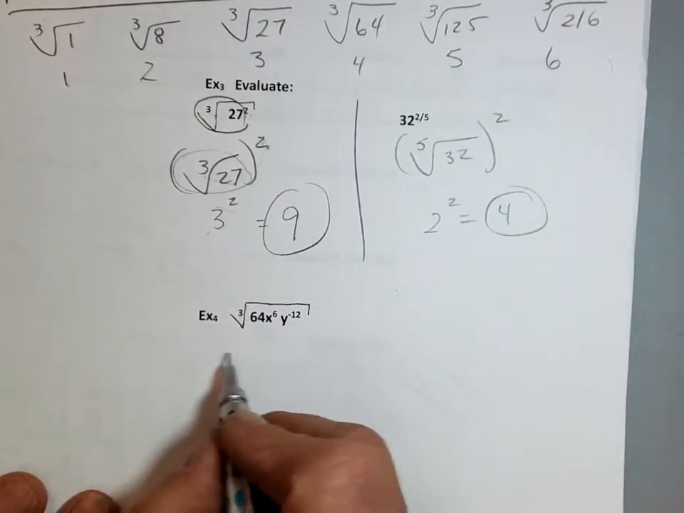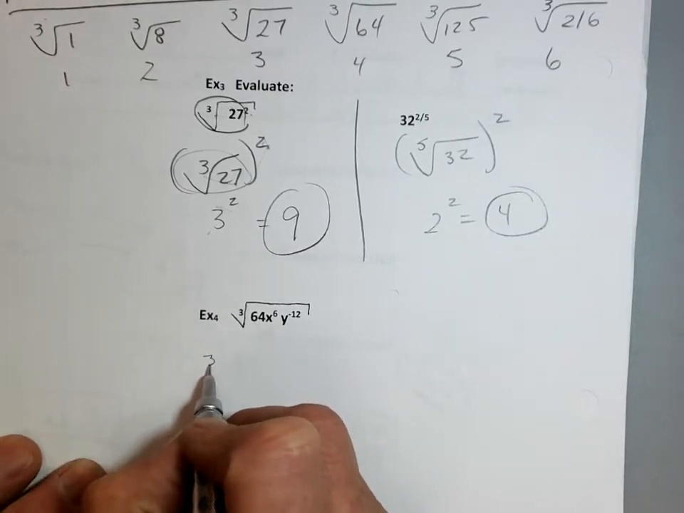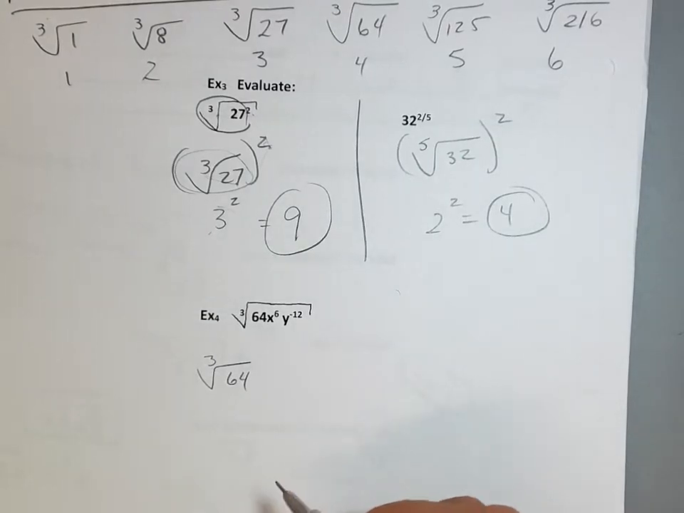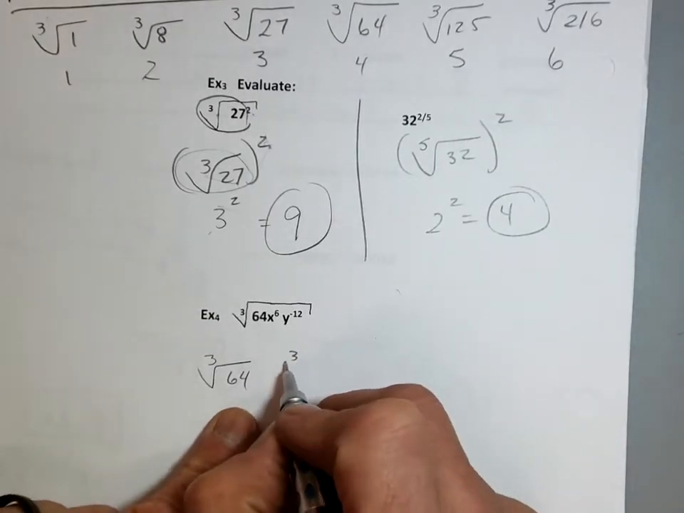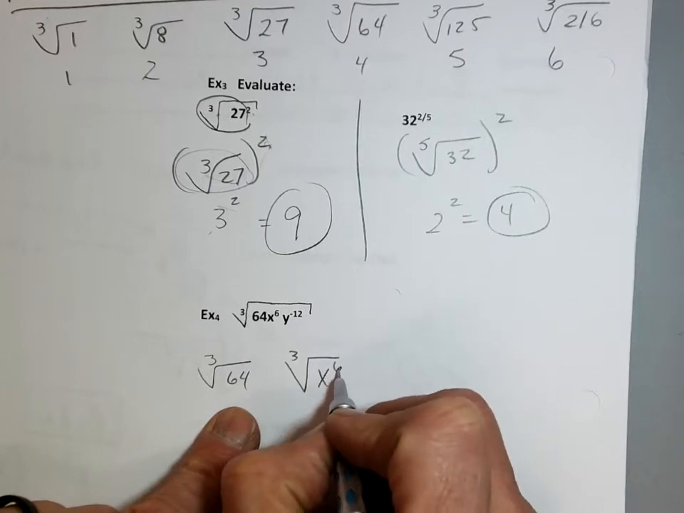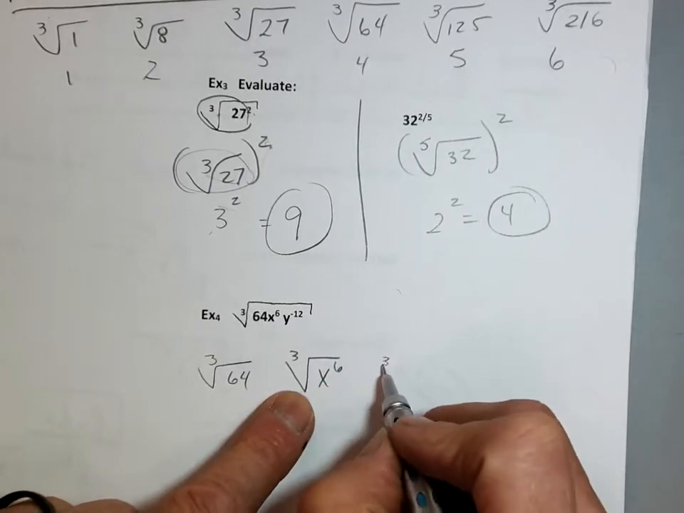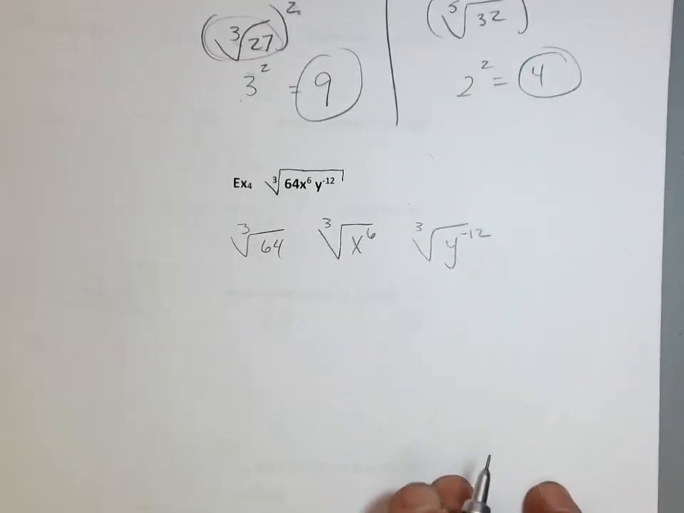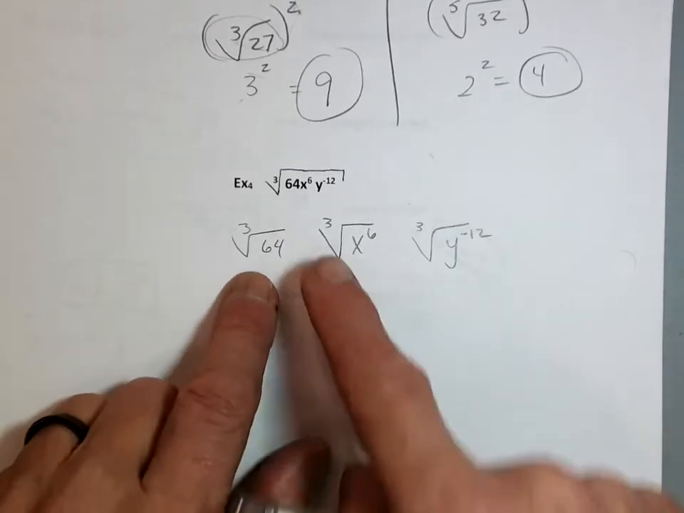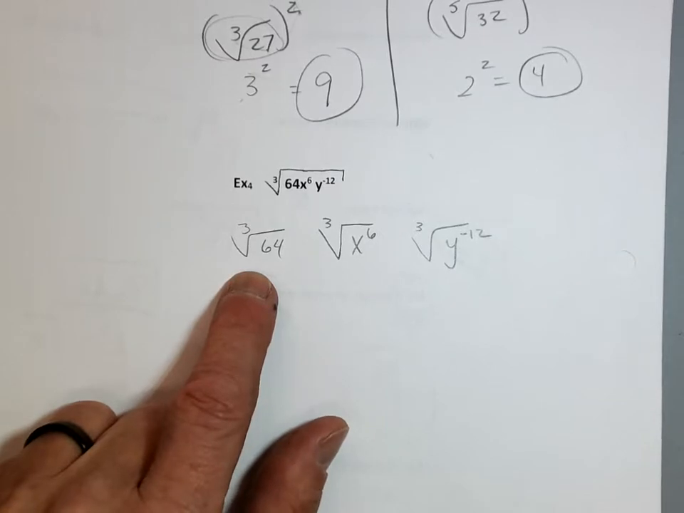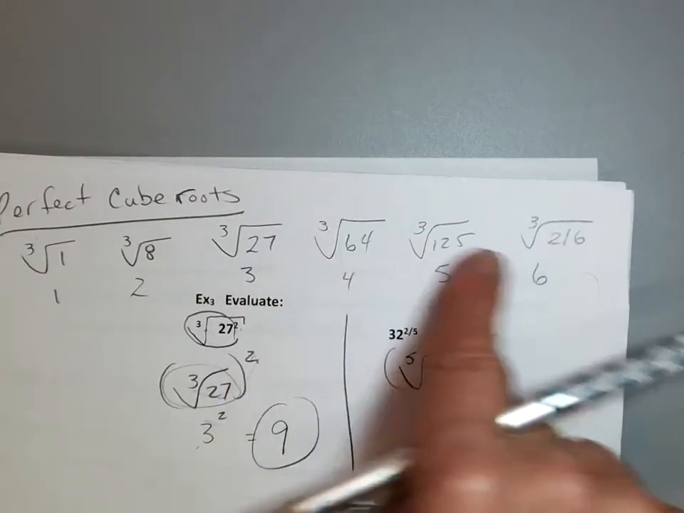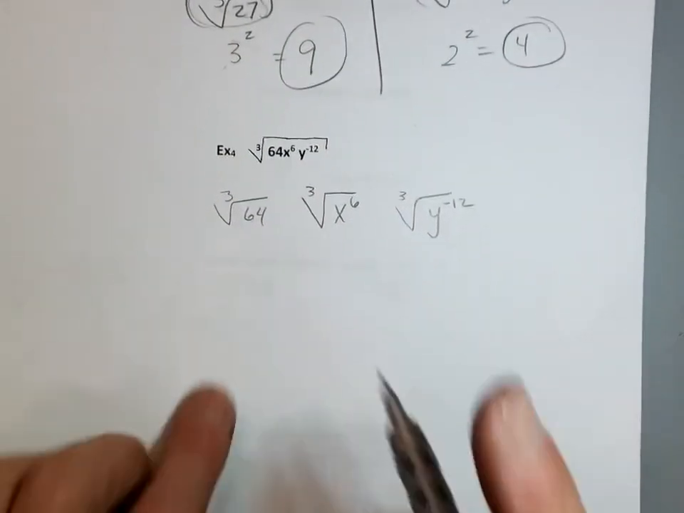All right, now, number 4. So let's take a look at this bit by bit. Cube root of 64. I'm going to break this up into 3 parts, okay? I'm going to go the cube root of x to the 6th. And I'm going to go the cube root of y to the negative 12, okay? Bring it up to 3 problems, okay? 3 separate parts. This one's a little bit harder, but we can do it, okay? Now, cube root of 64. 4, I would agree. Am I going too fast? Let me slow it down for a second, okay? Okay, 4, and that's one of the ones we had up here that we listed, right? Cube root 64 is 4, right?